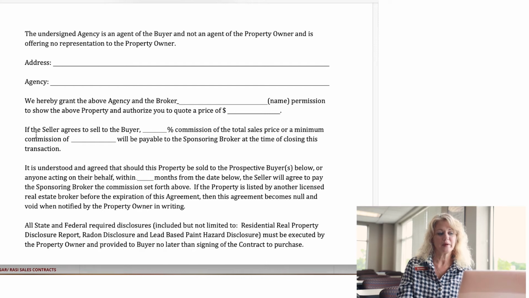Then the next paragraph says, if the seller agrees to sell to the buyer, blank percent commission of the total sale price or a minimum commission of blank will be payable to the sponsoring broker at the time of closing this transaction. So this is a discussion with that seller as to how much commission they would be willing to pay you as a buyer's agent.